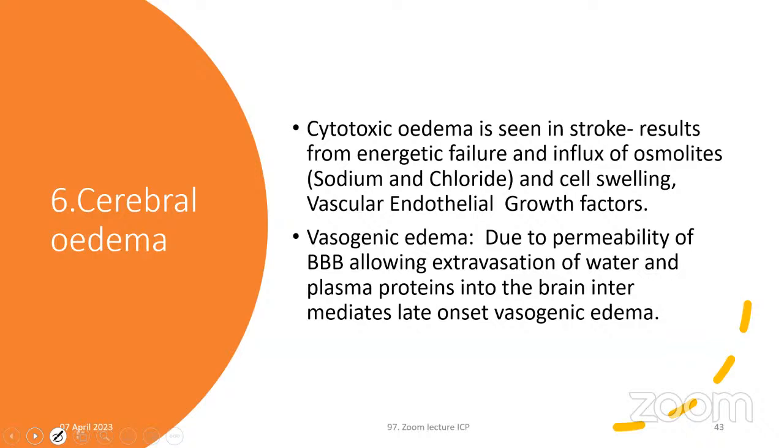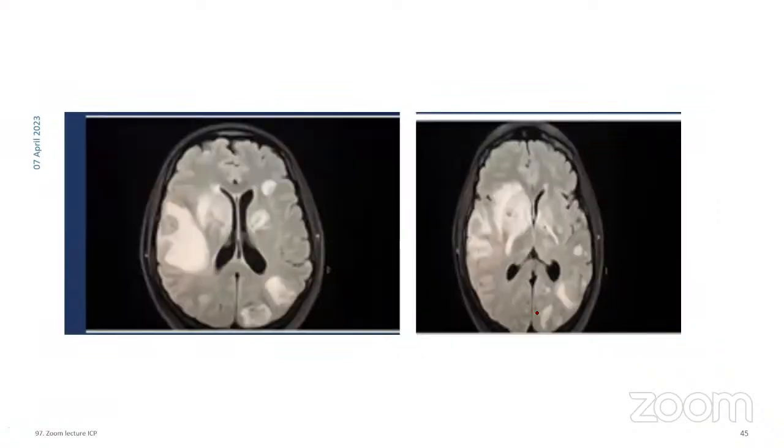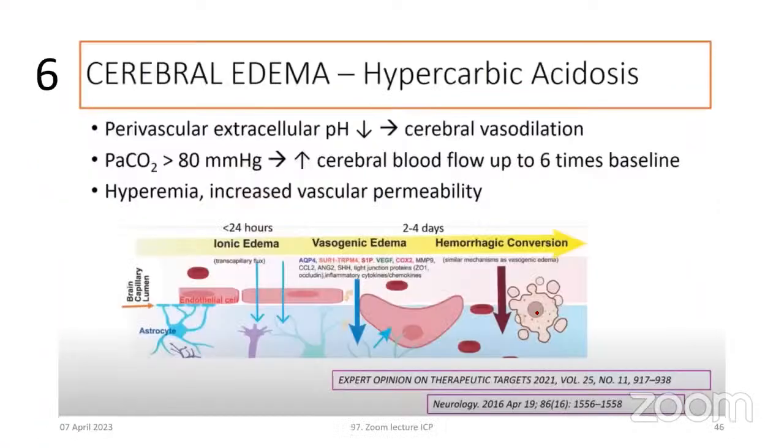On the other hand, the vasogenic edema is due to permeability of the blood-brain barrier, allowing extravasation of water and plasma proteins in the brain, and they mediate late onset vasogenic edema in stroke cases. So you can see the vasogenic edema. Lot of vasogenic edema. So the hypercarbic acidosis, and you see that whenever there is hypercarbia, patients are obtunded.